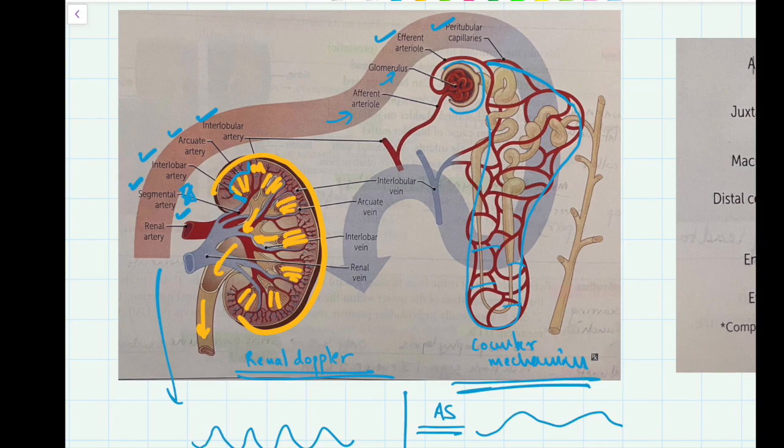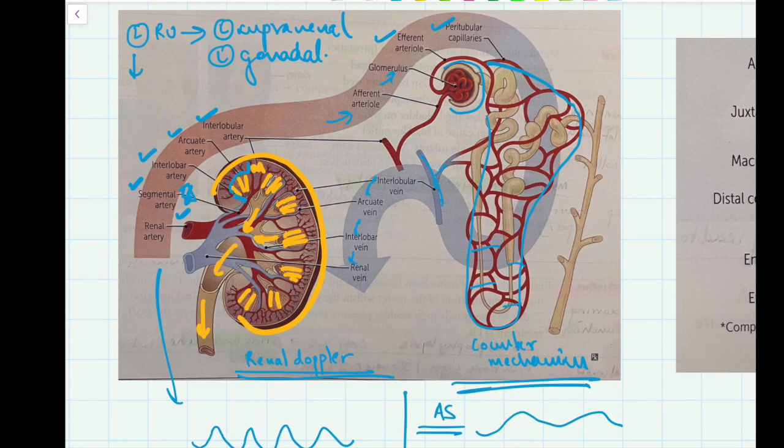Now for draining of the blood, the vasa recta will drain the blood into the interlobular vein, again the same as the artery, then the arcuate vein, then the interlobular vein, and finally the renal vein. Now we already know that the left renal vein is longer than the right renal vein, and it is drained by two extra veins, that is the left suprarenal vein and the left gonadal vein. Since it is longer, the left renal vein is preferred for living donor transplants as well.